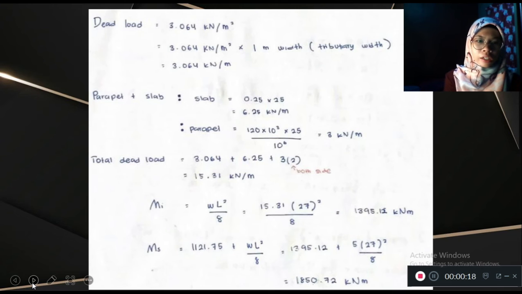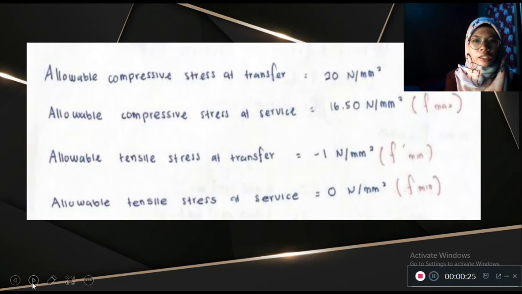First of all, we calculate the total dead load, and we got 1,850.72 kilonewton meter. This is our allowable stress. For the F prime max, we choose 20 Newton per millimeter squared, and for the F max, we choose 16.50 Newton per millimeter squared. For the F prime min, -1 Newton per millimeter squared, and for F min is 0 Newton per millimeter squared.